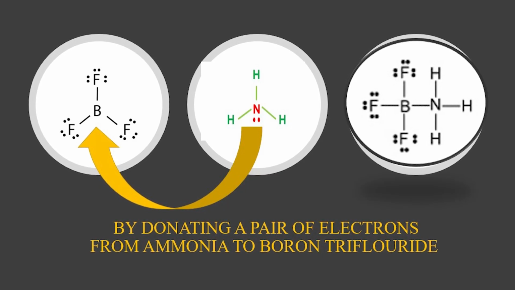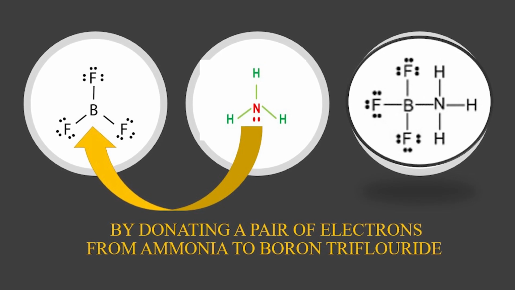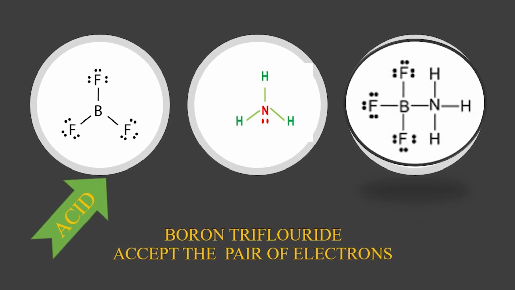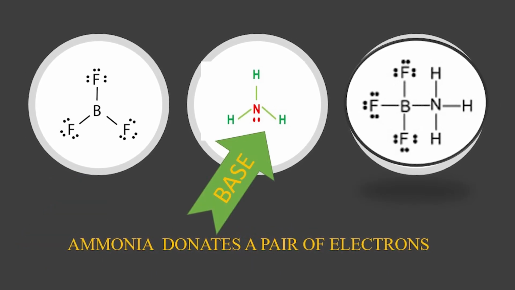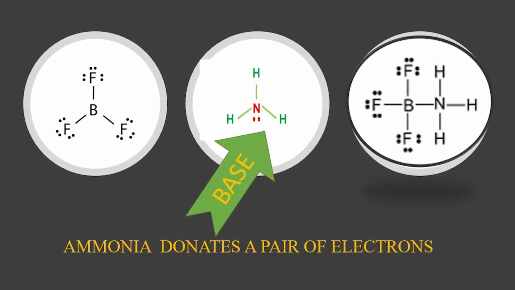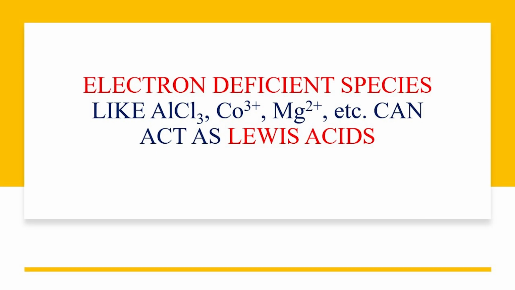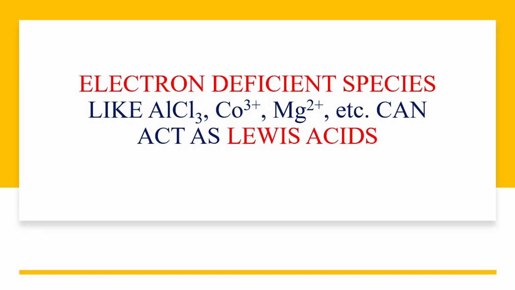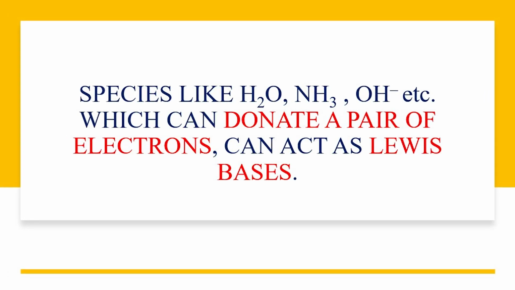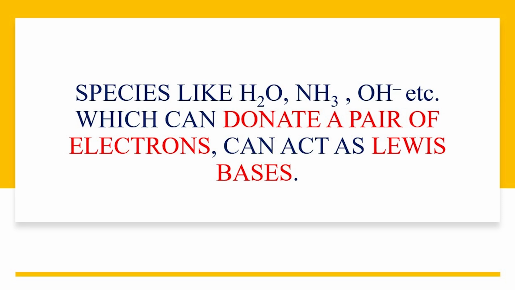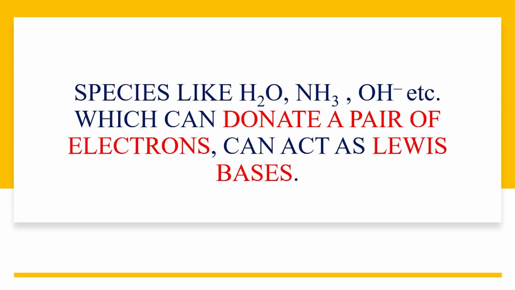So in short, we can say that electron deficient species can act as Lewis acids, and electron rich species or substances which can donate an electron pair can act as Lewis bases. Substances like aluminum chloride, Co3 plus, Mg2 plus, etc. can act as Lewis acids, while species like H2O, NH3, OH minus, which can donate a pair of electrons, can act as Lewis bases.